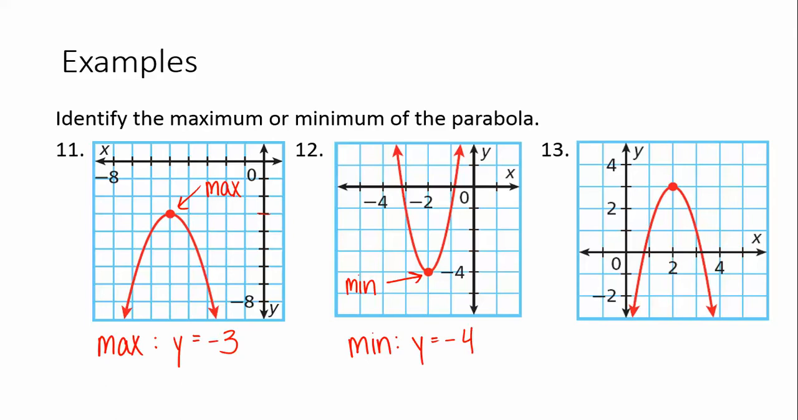You try 13 on your own. Let me know if it's a max or a min, and then tell me what the value is of the max or min. Hopefully you're saying that it is a maximum because it's a high point on the graph, and it's located at y equals 3. We come over to here and we're looking, where's that highest point on the graph? And it's at +3.